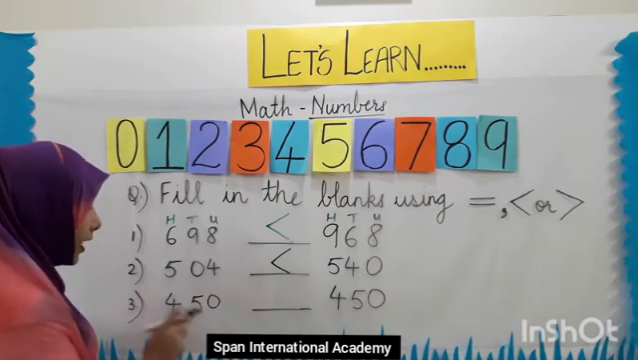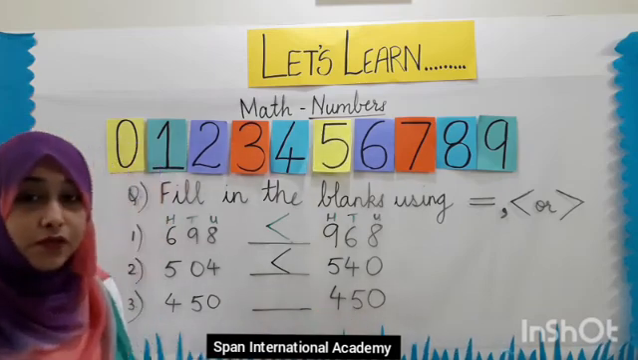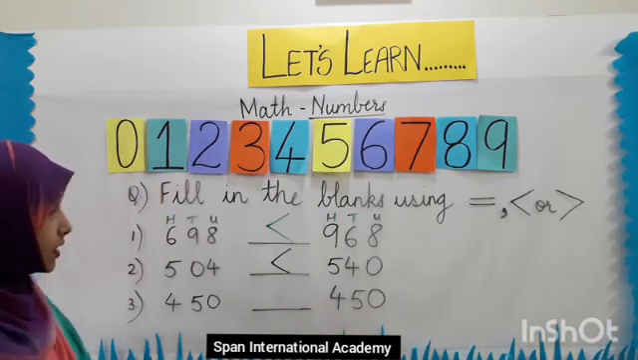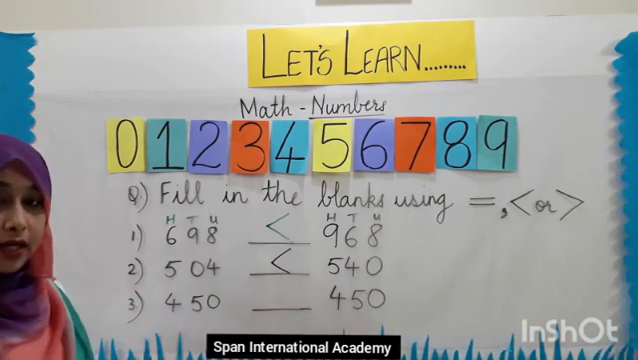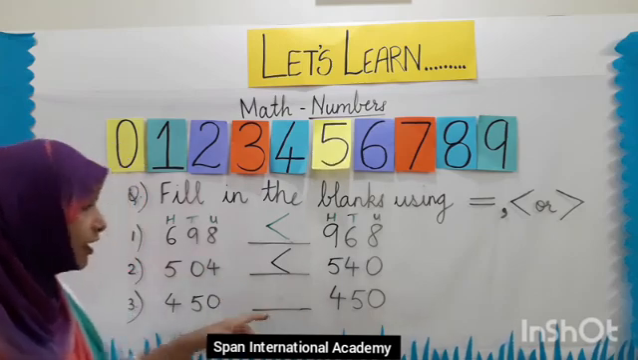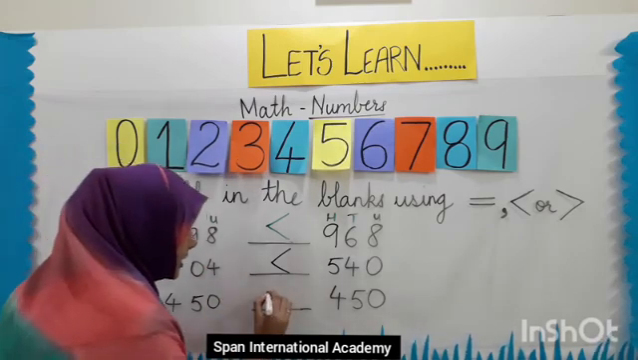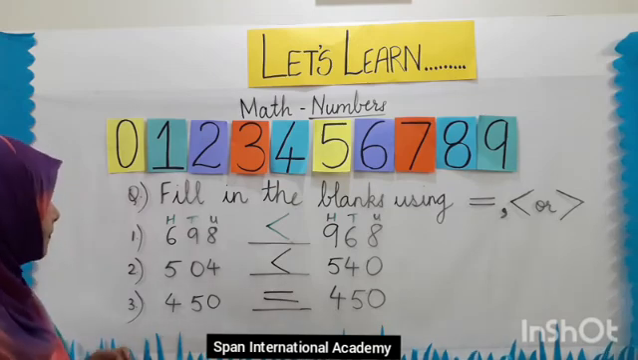Okay? Now our last example for the day. It's 450. And this number is also 450. So when I compare these two numbers, they are, yes, very good. They are equal. So my sign will be of equals.